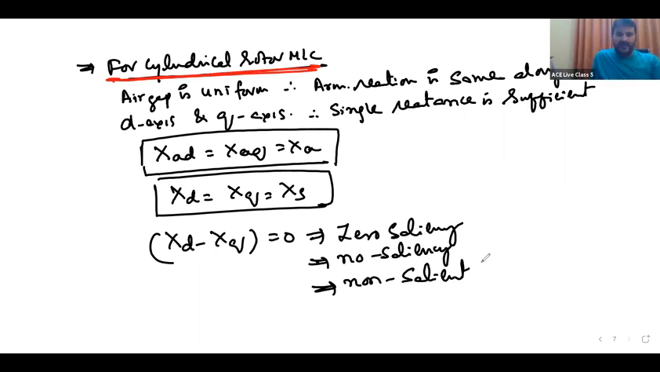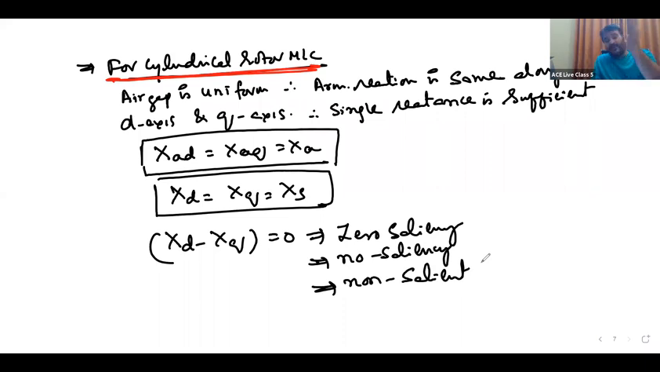Do you remember? I gave this in the very beginning classes. A cylindrical rotor alternator can also be called a non-salient pole synchronous machine. The poles are not projecting type. The air gap is uniform for a cylindrical machine. Therefore, only one reactance, XD equal to XQ. The FAD is equal to FAQ. FAD magnitude may change, but the reluctance is always the same, because the air gap is the same.